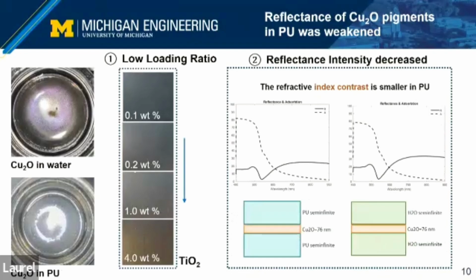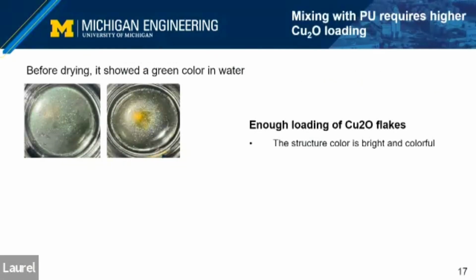And another possible reason is, if you still recall, that it's based on the interference effect, which means that if the refractive index of your environment changes, it will definitely influence the reflectance intensity of your pigments. Here, the polyurethane has a higher refractive index than the water, which means that the refractive index contrast between the cuprous oxide and the environment will actually decrease. So from the water to the polyurethane, the reflective intensity definitely decreased. So it might be another cause why the color in our samples is not so obvious to see.